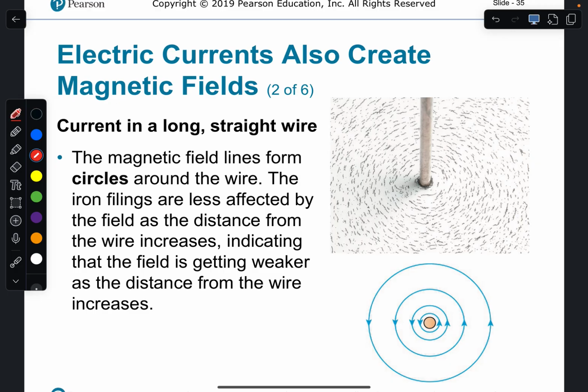And you can see that the lines are clustered close together here, and they get increasingly far apart as you go away. That's going to indicate the weakness, right? A weak magnetic field far away from the source, a strong magnetic field close to the source.